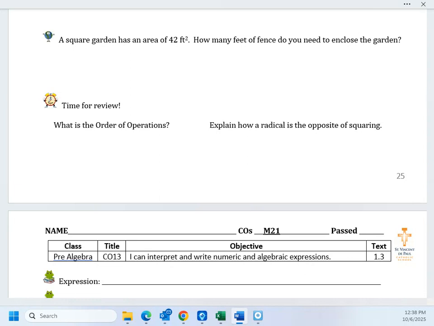We have CO7, CO8, CO9, CO10, CO11, and CO12. It will also tell you our PAR, Pre-Algebra Review 1. Those questions are going to be based off of CO1, CO4, CO5, and CO6. So you're going to want to refresh your memory on what those objectives are about, because you'll have questions on them on the test. And we'll talk more about that tomorrow, making sure we understand what that all means.